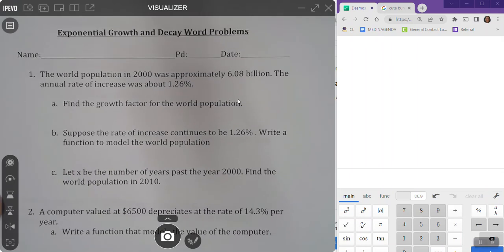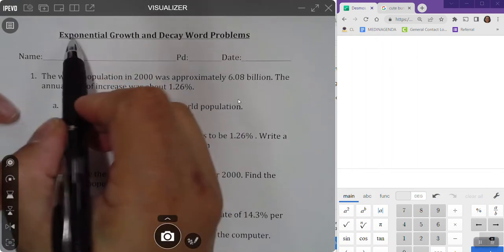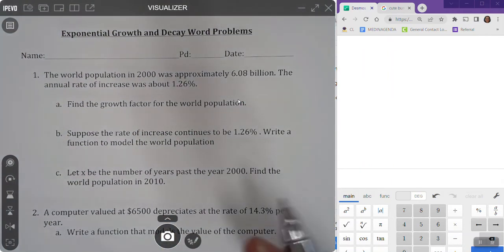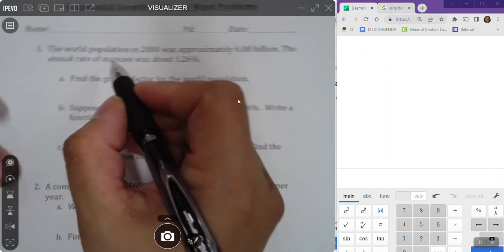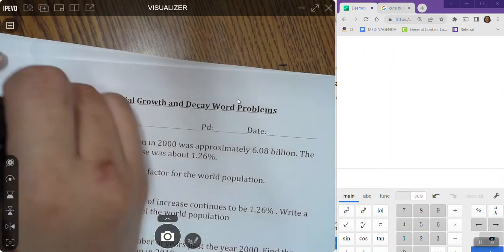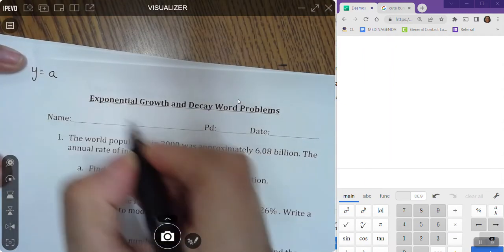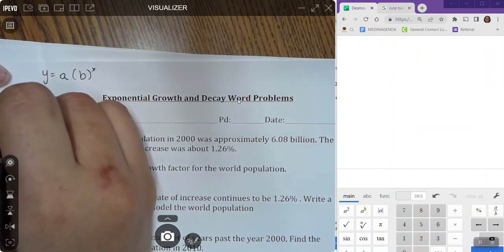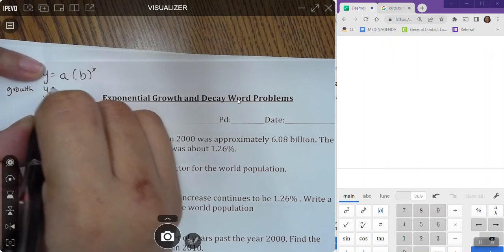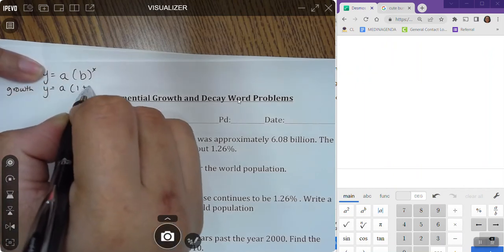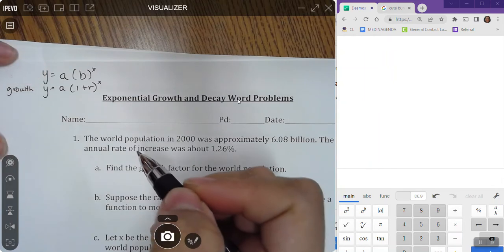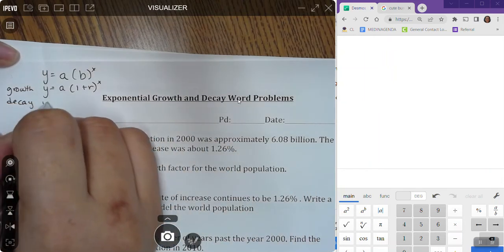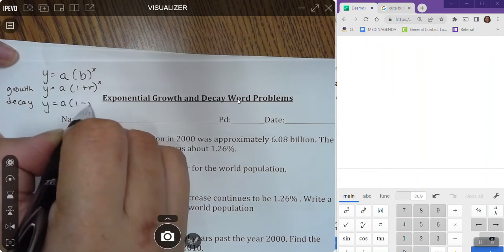All right, hello students. In this video, we're going to look at the worksheet Exponential Growth and Decay Word Problems, which were pages 5 and 6 in the notes handout, okay? So once again, let me emphasize, we have y equals a, b to the x, and when it's growth, y equals a, b becomes 1 plus r. Remember, r has to be in decimal form, and if it's decay, b becomes 1 minus r.